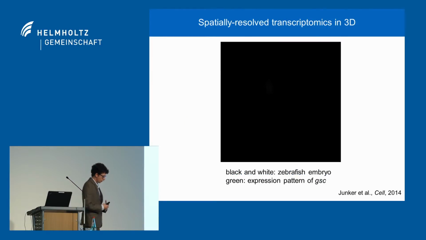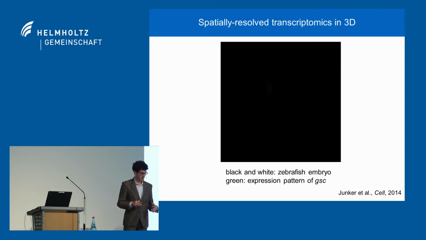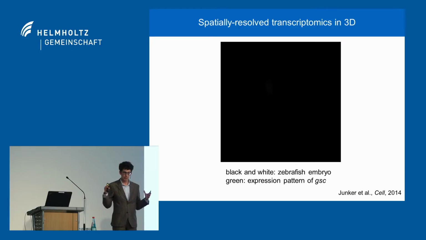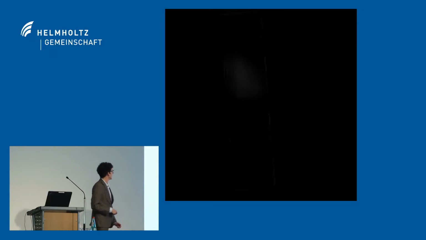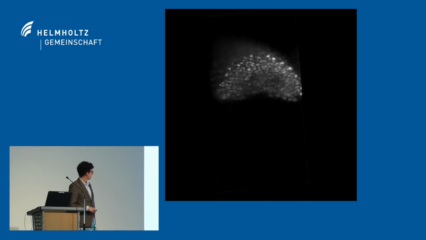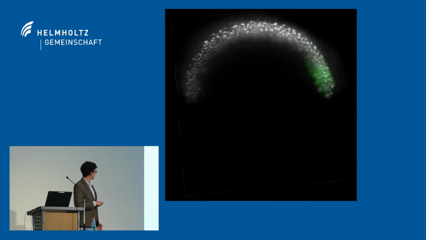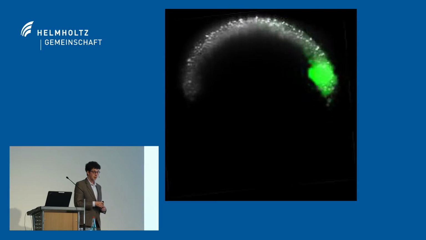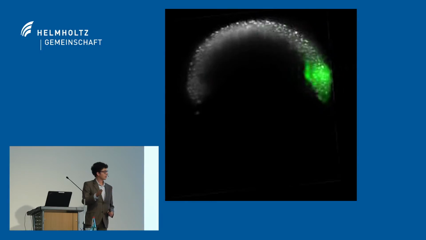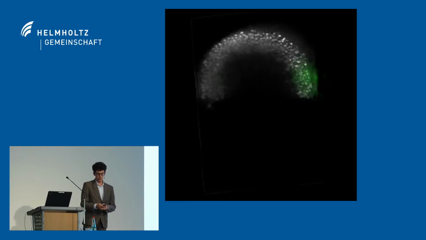So let me show you a short video as an illustration of how this technique works. I'll show you a 3D image of a zebrafish embryo, and the video will move from left to right through the individual planes of the image. You see all the different cells of the zebrafish embryo in black and white, and now the expression domain of one gene, goosecoid, appears here in green and disappears again as we move to the side.